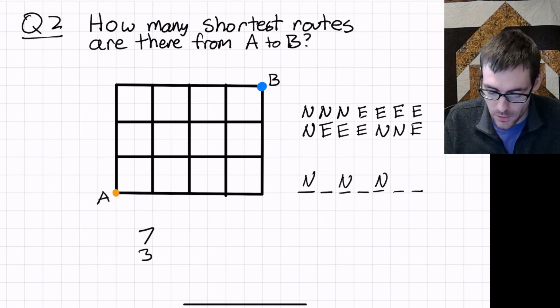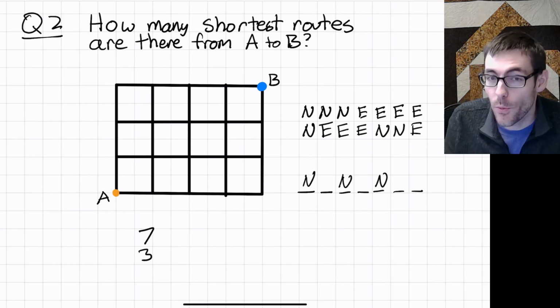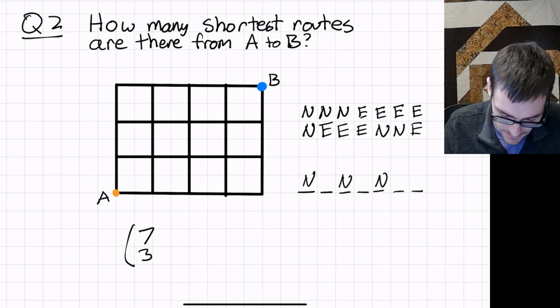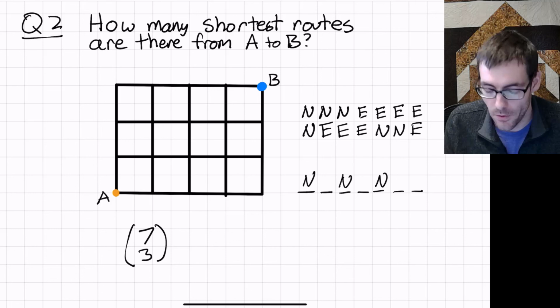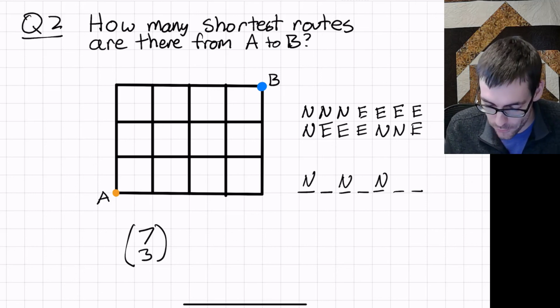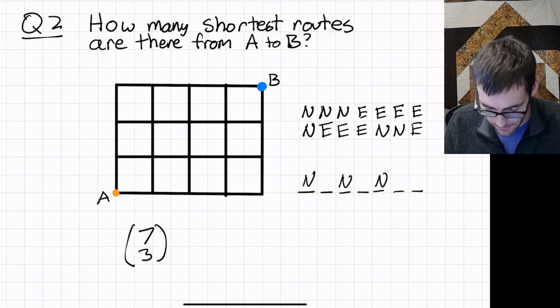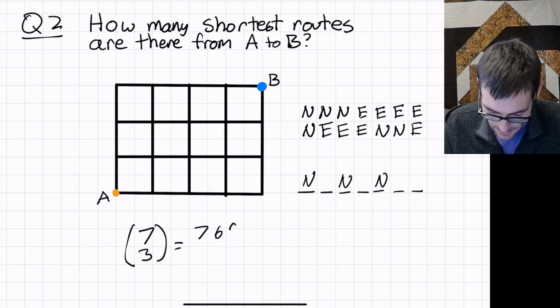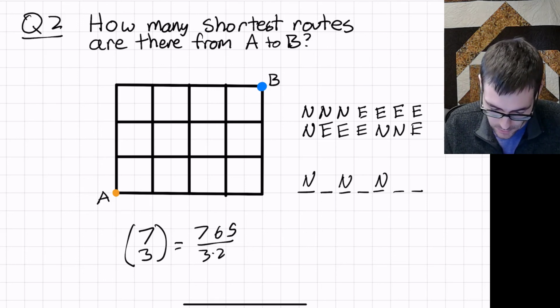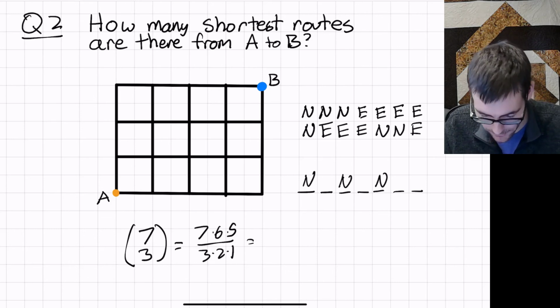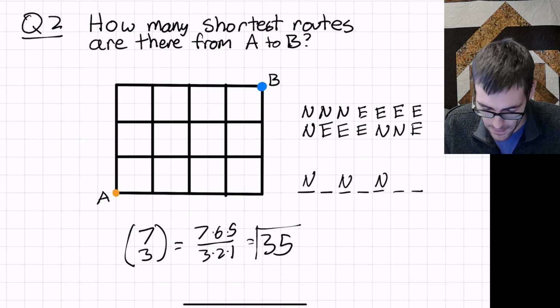So in other words, the answer to our question is the combination of 7 and 3. This is the number of ways that we can select 3 spaces out of our collection of 7, which ends up being 7 times 6 times 5 over 3 times 2 times 1, or, well, the 6 cancels with the denominator, and 7 times 5 is 35.